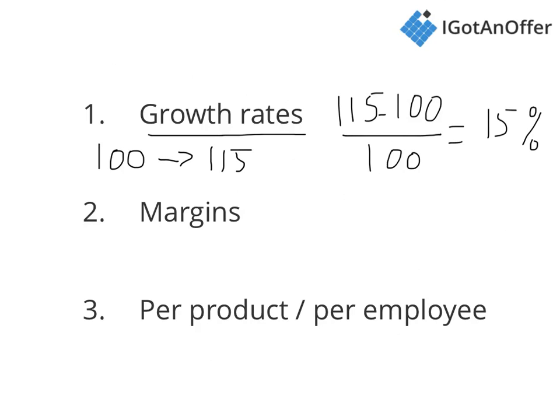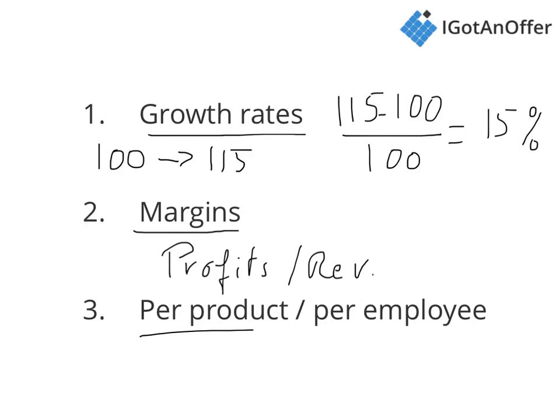The second important term is margins. A margin is basically any of the quantities we may be interested in divided by revenues. For example, you can define profit margin as being profits divided by revenues. Finally, you will sometimes see revenues or profits expressed per product or per employee. This is another convenient way to assess whether a particular product is doing well or to evaluate how the company could become more efficient.